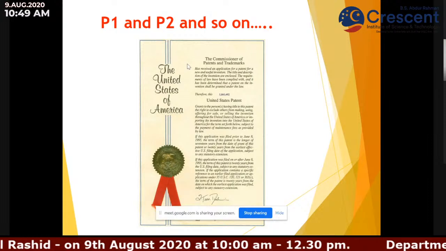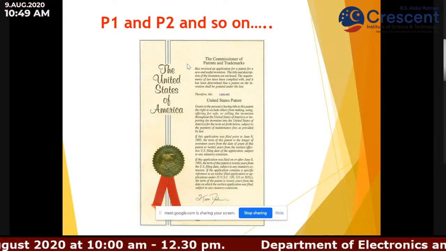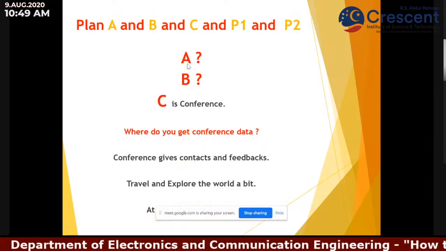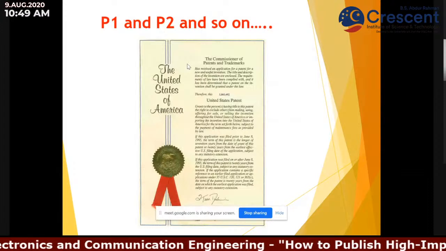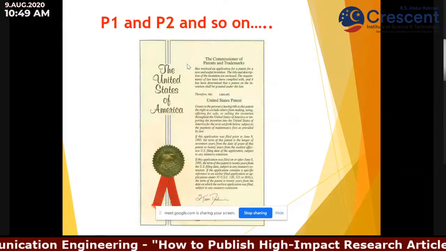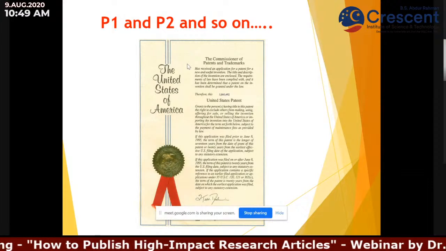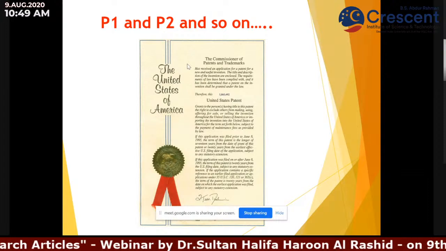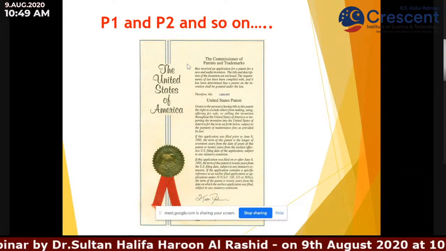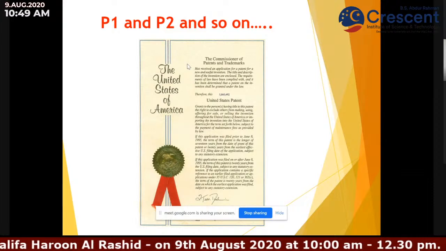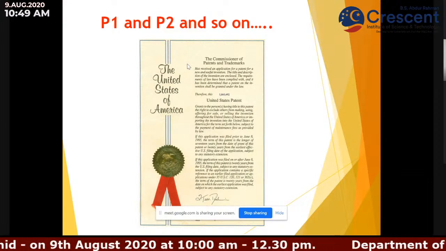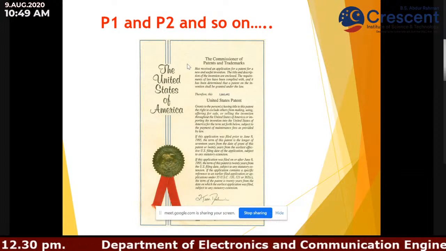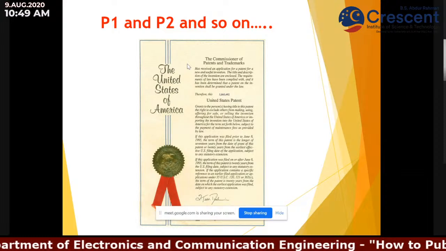Patents. If you don't do an extensive literature survey, you will never understand the process of a patent. You will not be able to come to the conclusion that your idea is original. Can this be patented? You will come to this conclusion only when you have done a really extensive literature survey, and suddenly you find some extraordinary outcomes of your research. Then you think, rather than publishing a paper, I'm going for a patent.